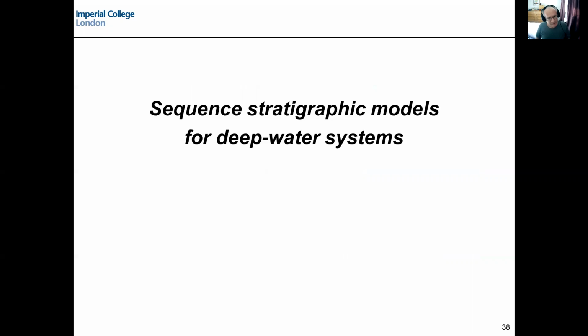Okay, that's a good place to take a break. So we'll stop there, and then we'll come back and think about sequence stratigraphic models for deep water fan systems.